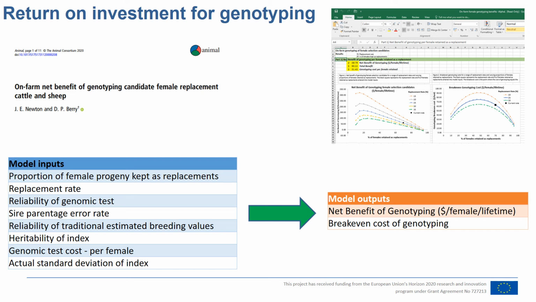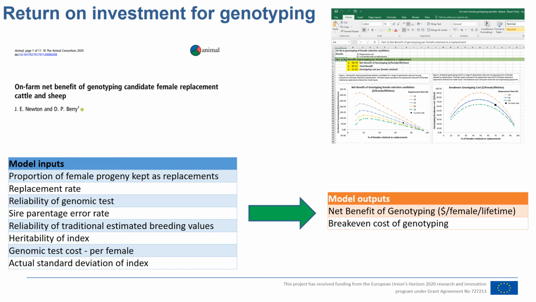It's freely available. The model inputs you require are listed here. So what proportion of females will be kept as replacements? What is the replacement rate? What is the genomic reliability that you'll get? The sire parentage error? What are the current traditional reliabilities that you get for the different traits or for the index, and what is its heritability? And then what is the current cost of genotyping females and the standard deviation of that index?